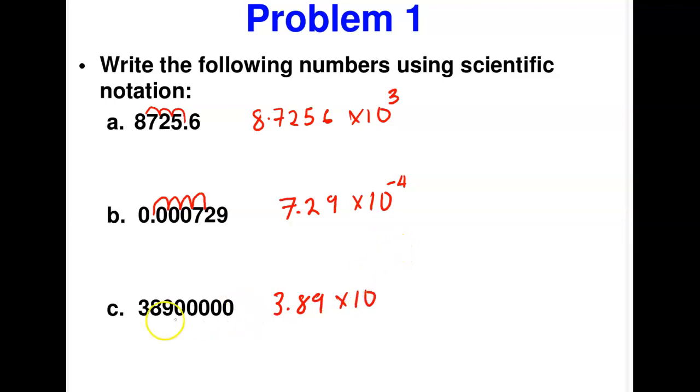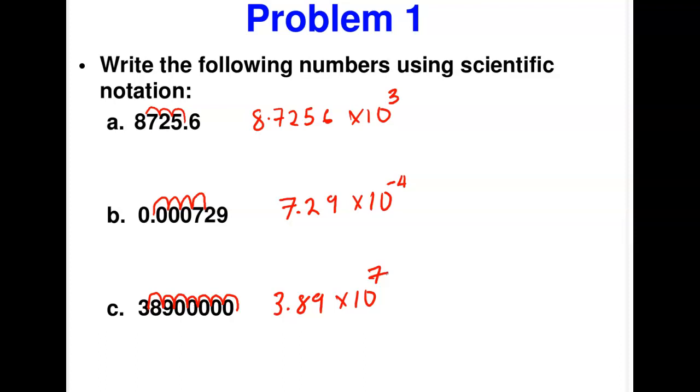Let's now move it. Since you don't see a decimal anywhere, we assume that the decimal is here. So we're going to move. This will be 1, 2, 3, 4, 5, 6, 7. This is going to be to the power of 7. So that is how we do these problems.